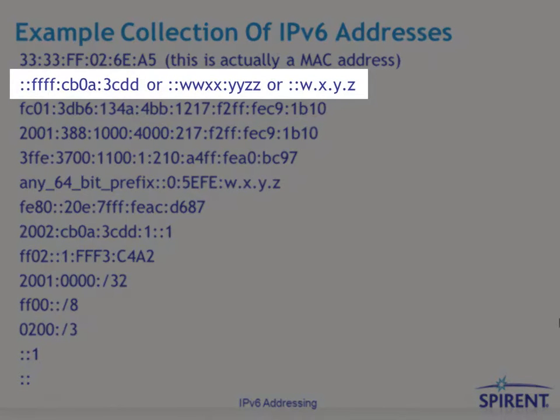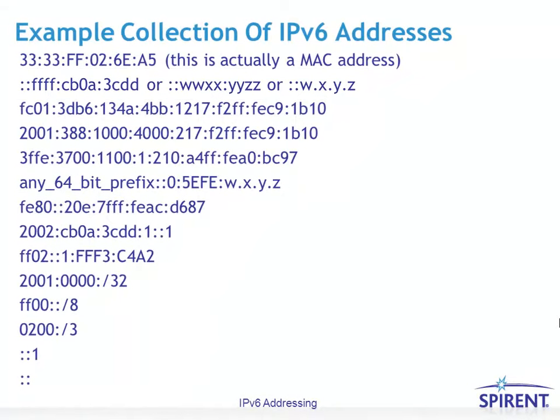The second items are what are referred to as IPv4-compatible addresses. It's a way to embed IPv4 addresses into the IPv6 address space with really no other IPv6 prefix information. In fact, all of those have been deprecated or are no longer in use today.